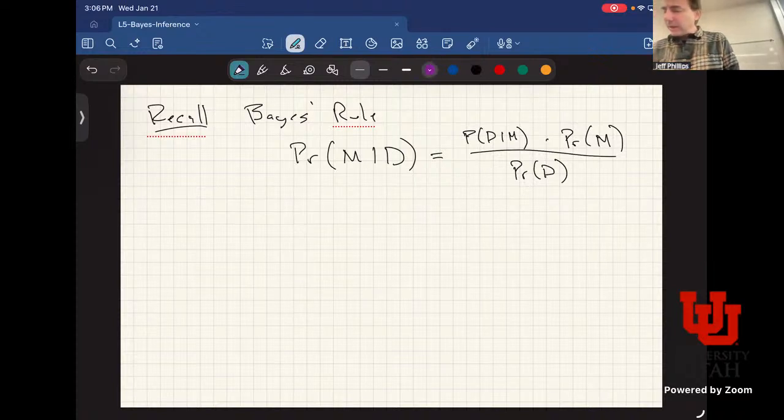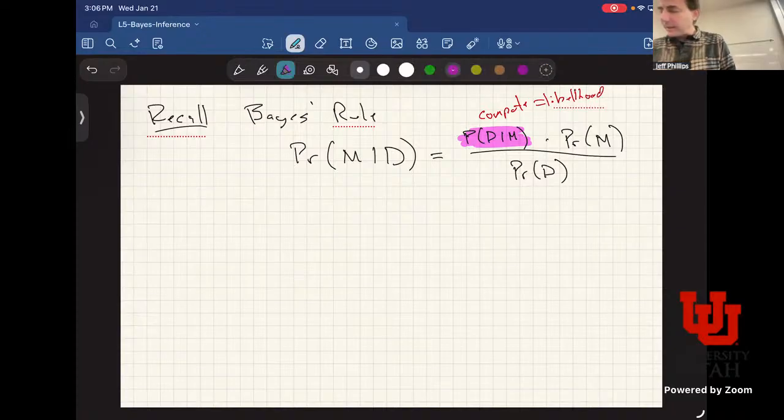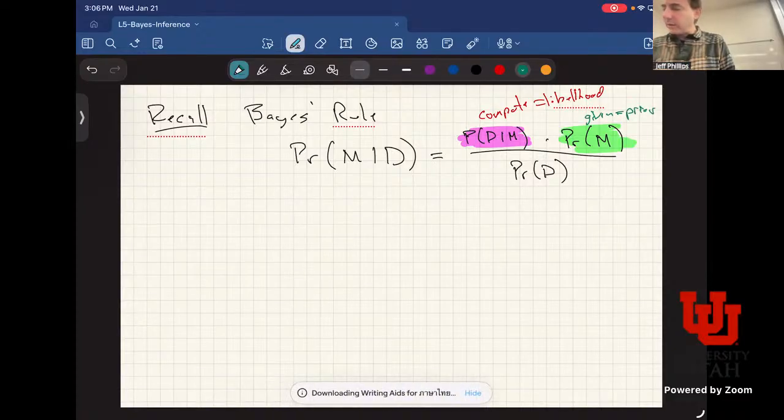Just recall, the probability of the data given the model we liked because we can compute it. This one is called the likelihood. The probability of the model is often given, and it's going to be called the prior. And the one at the bottom, we will often ignore.